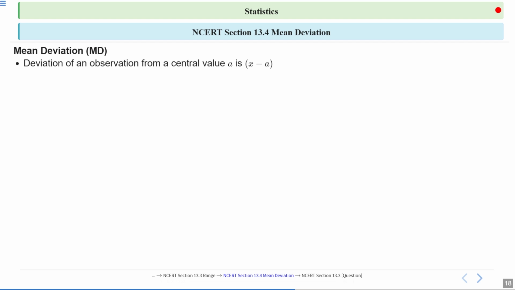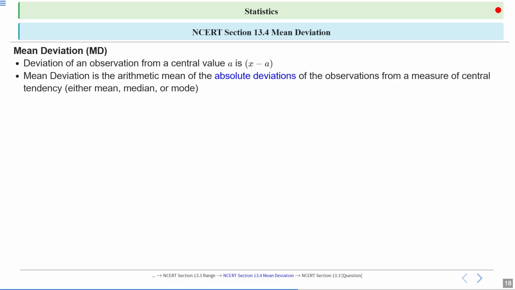Let's start by defining deviation. The deviation of an observation x from a central value A is x minus A. This tells us how far each data point is from our chosen central value. Now let's talk about mean deviation. This is the arithmetic mean of the absolute deviations of the observations from a central tendency measure such as the mean, median, and mode.